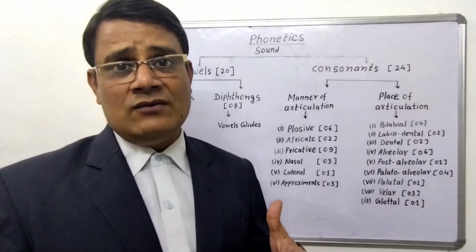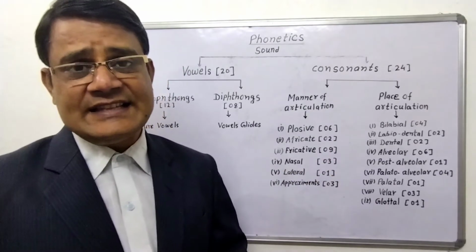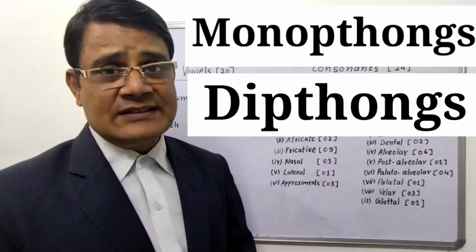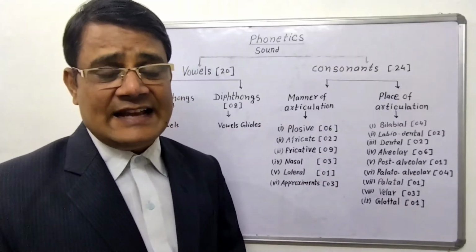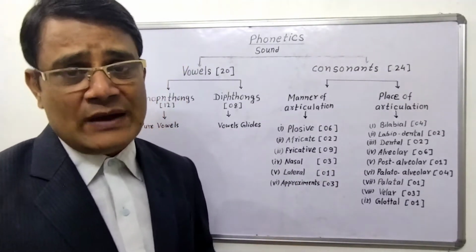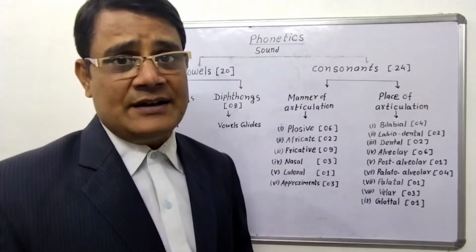The 20 vowels can be classified into two broad categories. These are monophthongs and diphthongs. Monophthongs are called pure vowels and diphthongs are called vowel glides. Monophthongs are 12 in number and diphthongs are 8 in number.